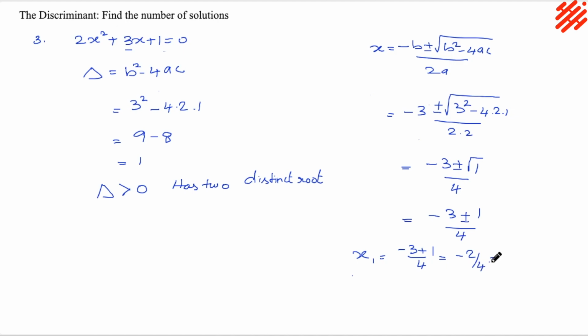So we can say x1 equals minus 3 plus 1 divided by 4 equals minus 2 by 4 equals minus 1 by 2, and x2 equals minus 3 minus 1 divided by 4 equals minus 4 by 4 equals minus 1. So therefore we have x equals two distinct roots, minus 1 by 2 and minus 1. So it has two distinct roots.